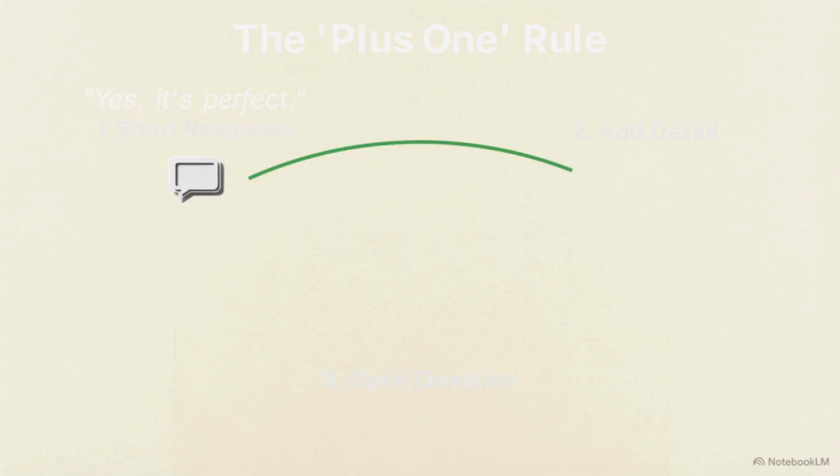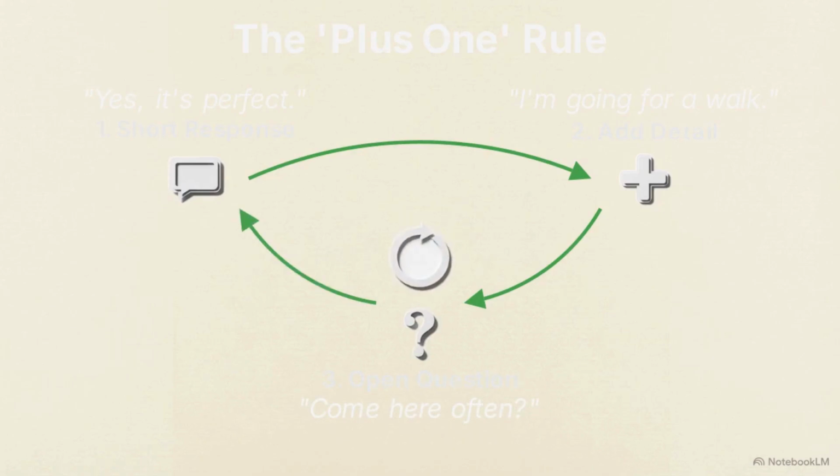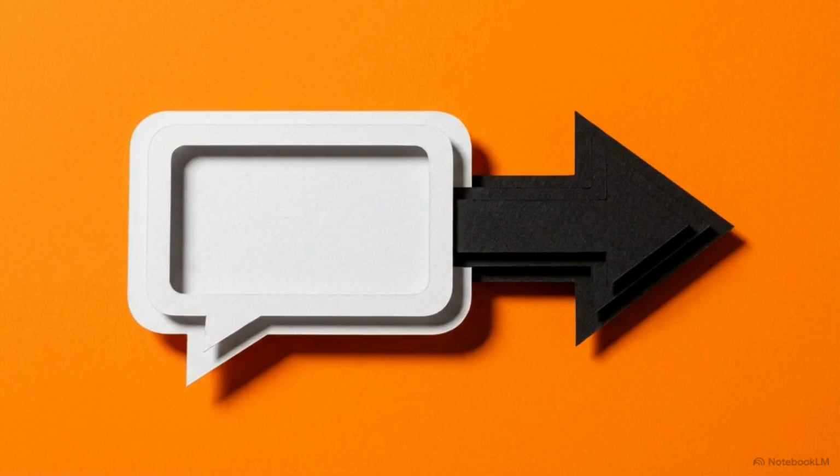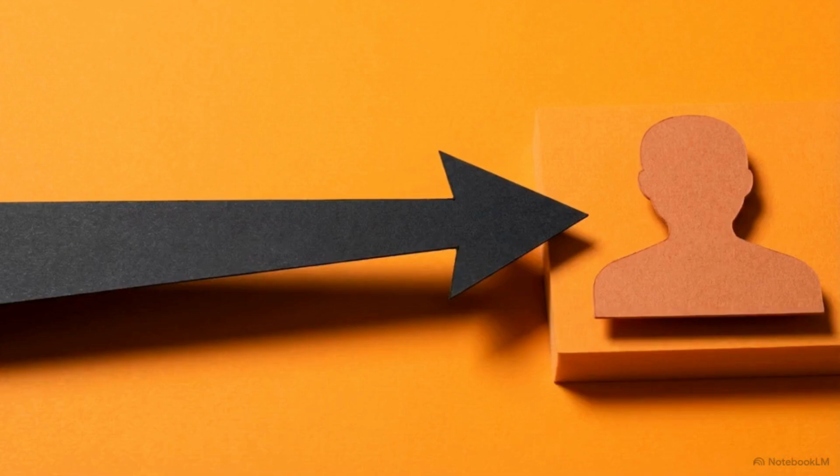For "lovely weather," answer, "Yes, it's perfect." Add a detail, "I'm going for a walk." Then ask, "Come here often?" You've maintained the loop. If you ever freeze and cannot think of an open question, you can rely on this fallback phrase, "What about you?" It is short and effortlessly passes the conversational burden right back to the other person.